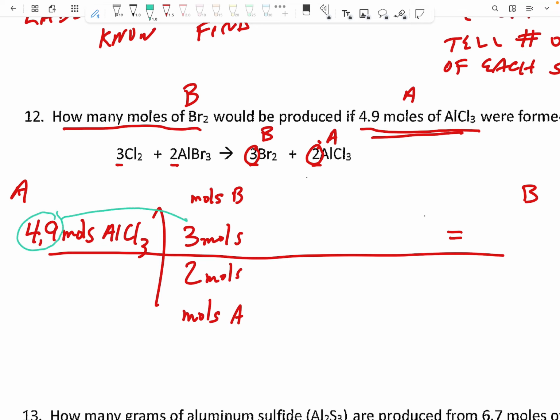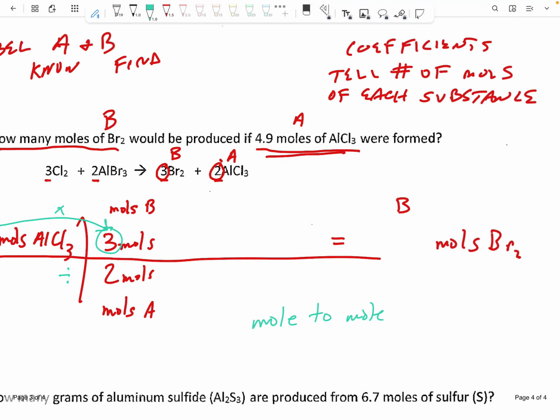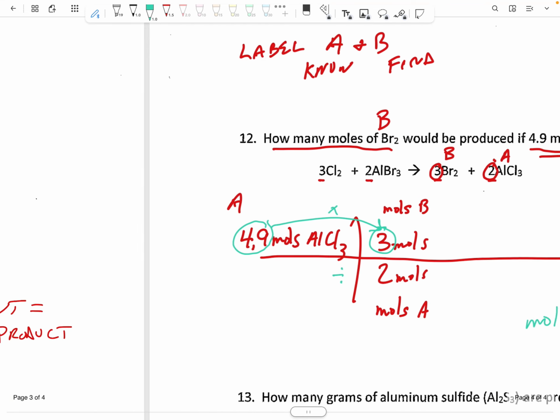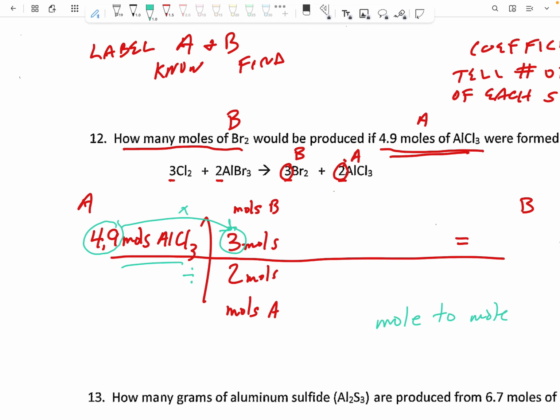4.9 times 3 and then divided by 2. And whatever that answer happens to be, I don't have a calculator handy, but that's a simple mole to mole problem. And all mole to mole problems are that way. The moles of B over the moles of A, and then what you're trying to find way over there, and what you're starting with right here.